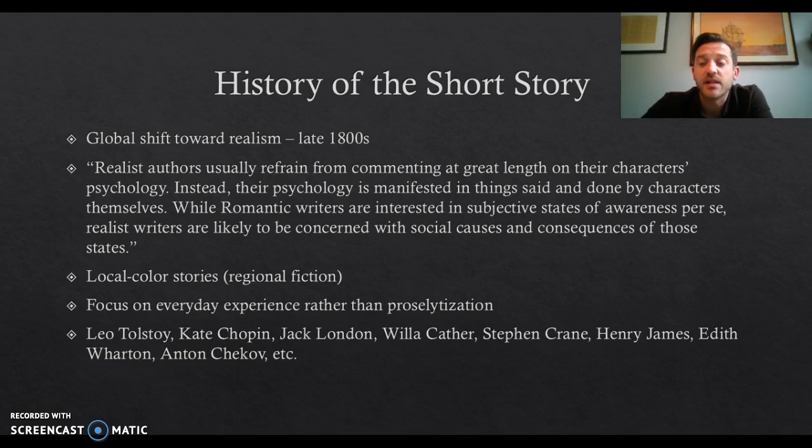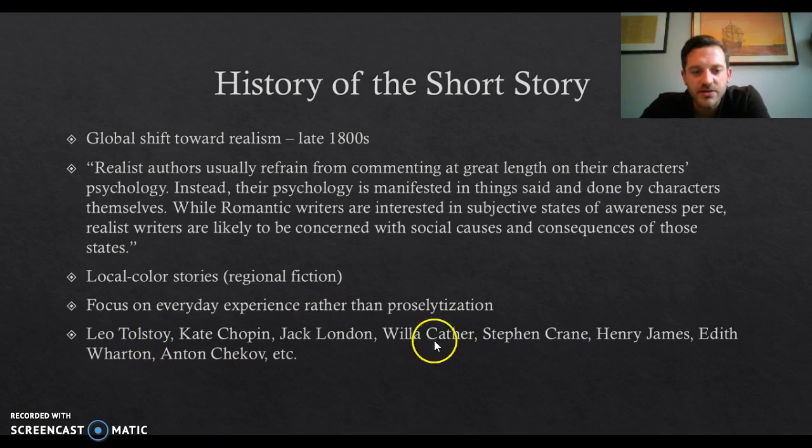We're going to get into this a lot more later, but just within the United States, there are definitive differences between Northeastern literature and then literature of the South, or literature of the Midwest. Those are the three big ones. And within Russian literature, you see a lot of the same thing. So again, focus on everyday experience.